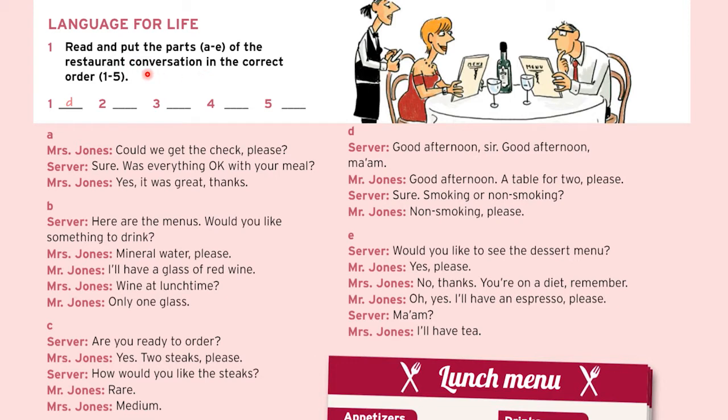Alright? As you may see, today we're gonna see a conversation that we could have in a restaurant, but this conversation is not in the correct order, it is in parts. We know that the first part is the letter D. When you arrive to a restaurant, the server, that is this person, tells you, "Good afternoon, sir. Good afternoon, ma'am. Good afternoon. A table for two, please." Sure. Smoking or not smoking? Not smoking, please.